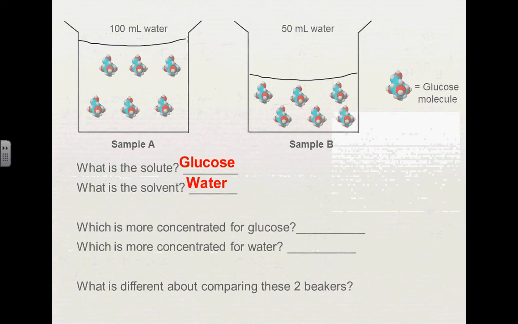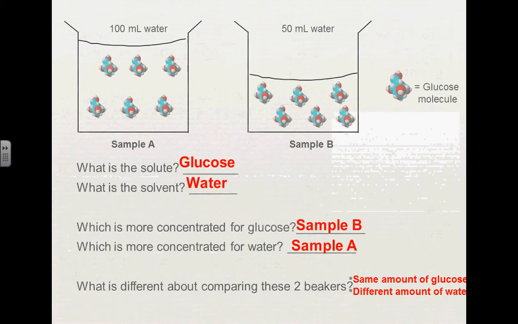Yes. Sample B has less water, so if you think about it in percentages, it has a higher percentage of glucose. Sample B had a higher concentration of glucose, sample A had a higher concentration of water. It's the same amount of glucose, but it's different amounts of water.